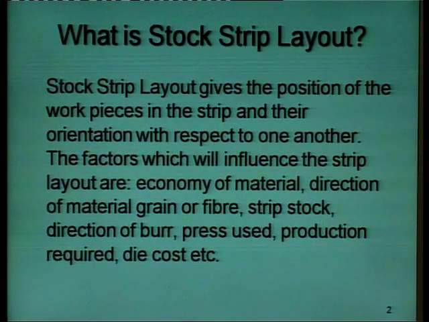So, the factors which influence the strip layout are economy of material, meaning the cost, which is the main factor; direction of the material grain or fiber, that is whether it is in vertical or longitudinal position, it really depends; strip stock, whether it is coiled stock or strip stock; direction of burr, whether clockwise or anti-clockwise; what press we are using; and what the production is, whether mass production or intermittent production. Then again the die cost, which is a major factor.